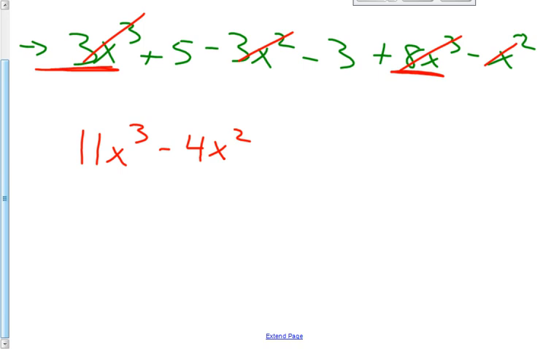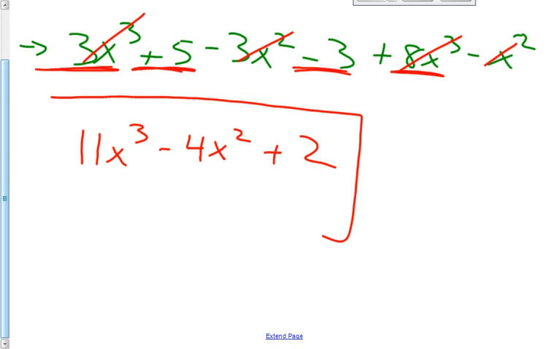I next go on to my x terms, or x raised to the first, and as you can see, I don't have any x raised to the firsts. So I'm not even going to write that down. And then my last term is my constant term, which is a positive 5 minus 3, making a positive 2. My answer, 11x cubed minus 4x squared plus 2. And that concludes this very, very short lesson on adding and subtracting polynomials.